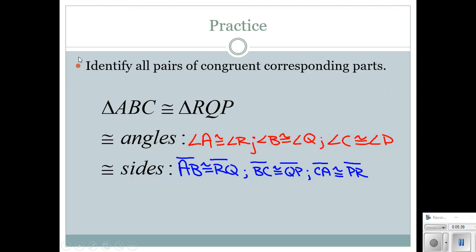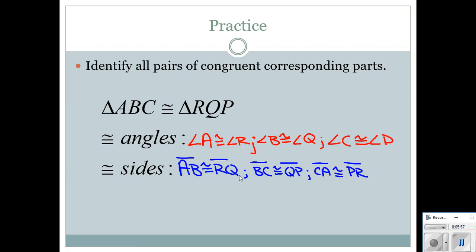So let's practice. Identify all pairs of congruent corresponding parts. So triangle ABC is congruent to triangle RQP. So you can draw this, and then you can write the congruent angles and sides.